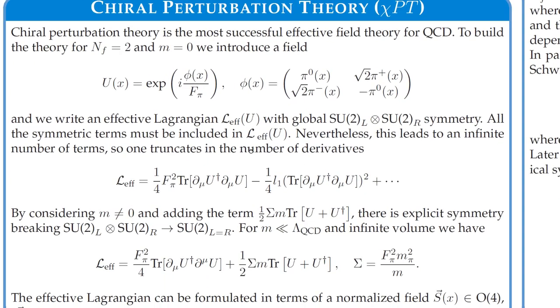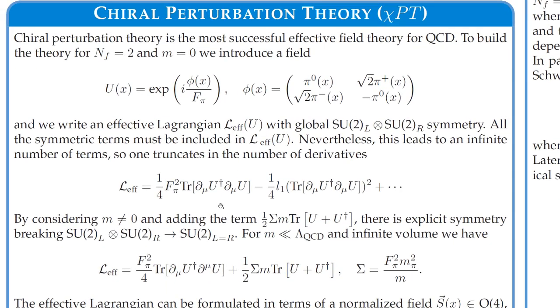Okay, so taking all of this into account, we can construct an effective theory known as chiral perturbation theory. For two massless flavors, the idea is to introduce a U(x) field written in terms of pion fields. Here F_pi is known as the pion decay constant, and it makes the argument of the exponential dimensionless. Then we write an effective Lagrangian, which has to have all the terms consistent with the SU(2)_L times SU(2)_R symmetry. However, that would lead to an infinite number of terms, but one can truncate in powers of momenta or in the number of derivatives.